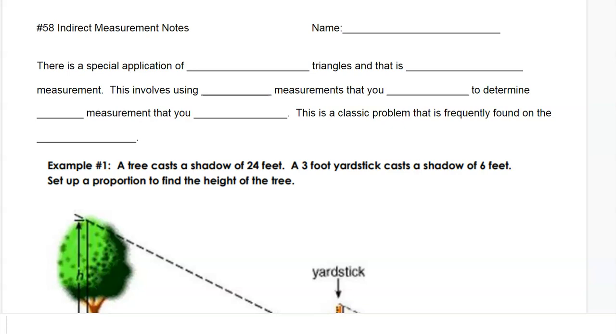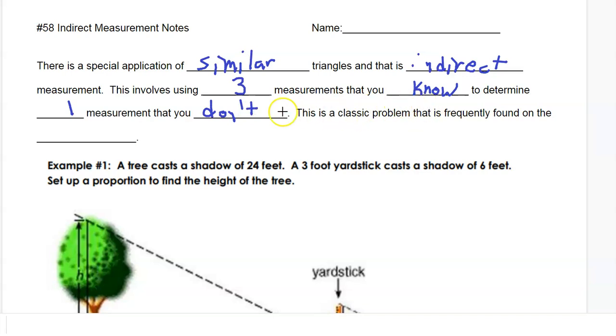Indirect measurement is something that pops up a lot, so I thought we'd take a chance to cover it here. There's a special application of similar triangles, and that is indirect measurement. As it sounds, it's when you're measuring something, but you're not actually measuring that thing; you're measuring something that thing produces, usually a shadow. This involves using three measurements that you know to determine one measurement that you don't.